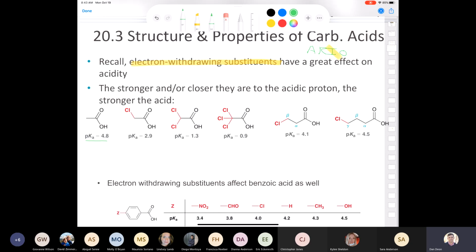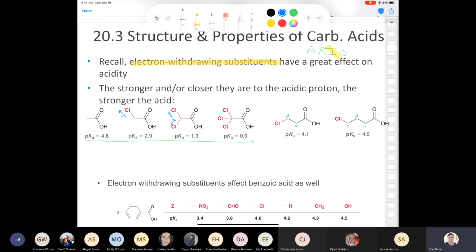What's the effect as we go from 4.8 to 2.9 to 1.3 to 0.9? We're adding more and more chlorines. Well, you know that chlorine is electron withdrawing, right? We've looked at that several times in this class. And so you go from having one dipole to having two to then having three. So it's an additive effect, that inductive effect. The more electron withdrawing groups you have, again, I'm repeating myself, but the more it stabilizes the conjugate base.